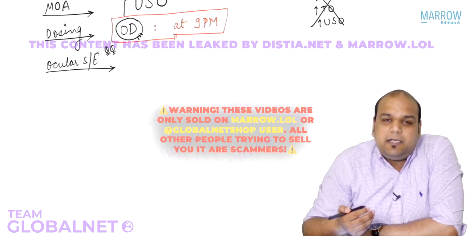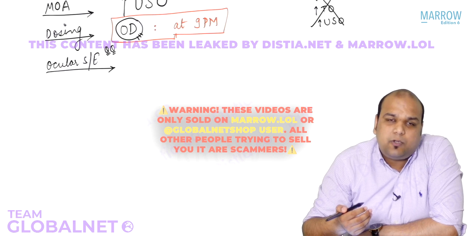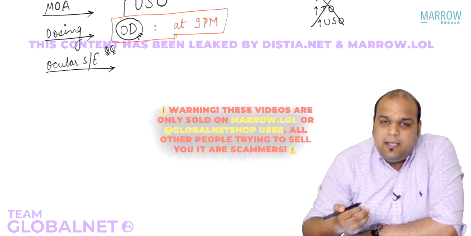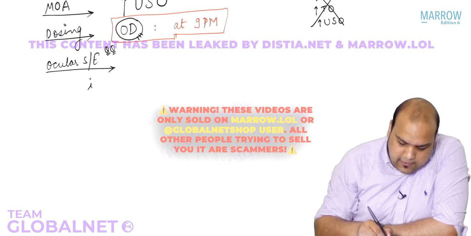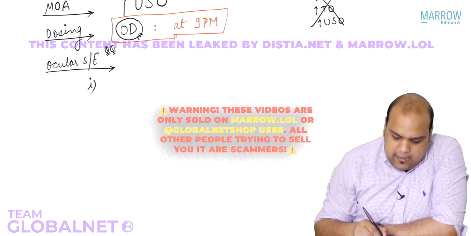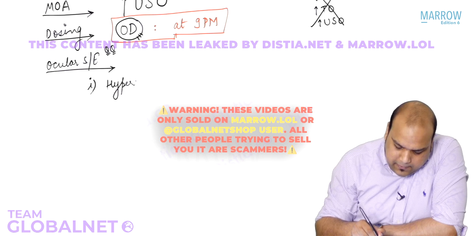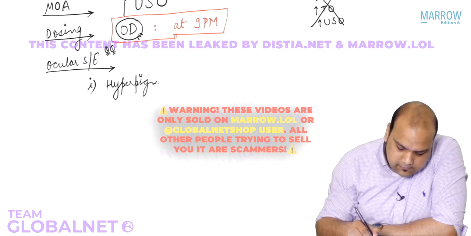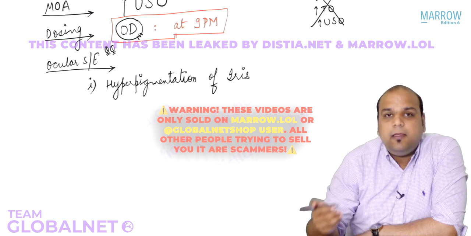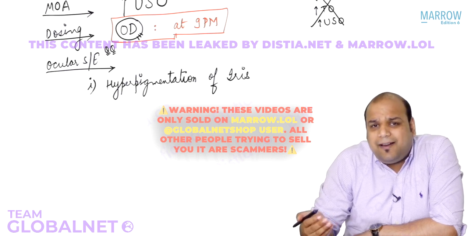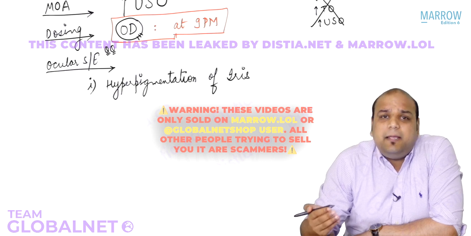This is an examiner's favorite. A lot of questions get asked on the ocular side effects of anti-glaucoma drugs. So please do remember them carefully if you don't know them through your pharmacology. The first important ocular side effect that I would like to say is hyperpigmentation of iris. If I am putting latanoprost in my right eye, my right iris will become hyperpigmented.